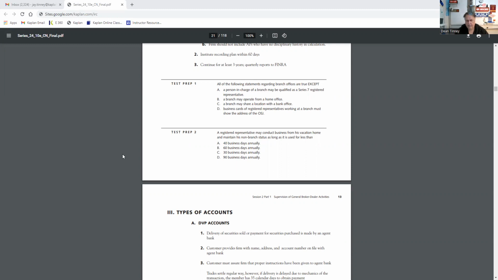D, business cards of a registered rep working at a branch must show the address of the Office of Supervisory Jurisdiction. No, the answer to test prep 1 here is D, right? The address would be that of the branch, not that of the OSJ. So the answer is D as in dog. A registered rep may conduct business from his vacation home and maintain his non-branch status as long as it's used for less than, the answer is C, 30 days.